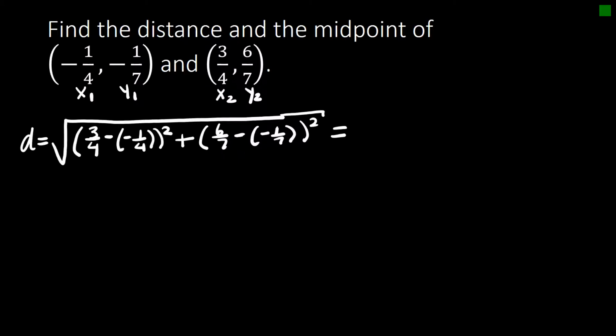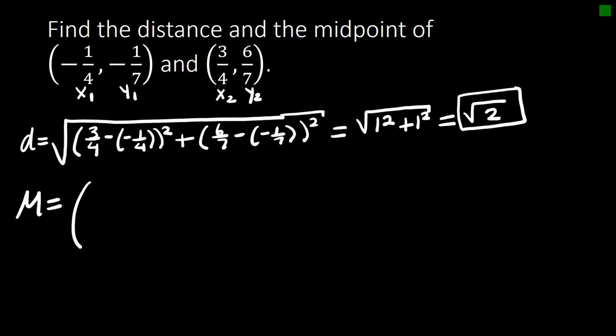So we have 3/4 minus a negative 1/4, which is the same as 3/4 plus 1/4, which is 4/4 or 1. Then we have 6/7 minus a negative 1/7, which is 6/7 plus 1/7, which is 7/7, which is 1. So we have 1 squared plus 1 squared is 2. So our distance is the square root of 2.